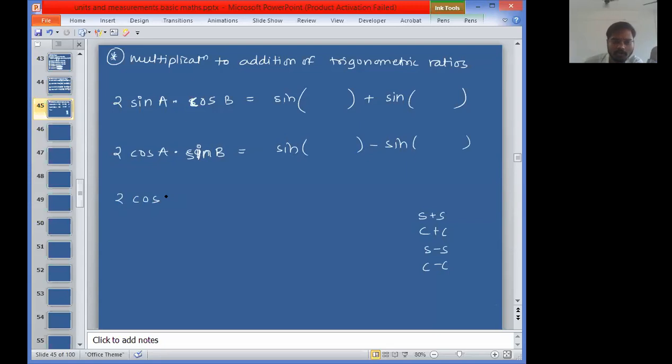2 cos A cos B. Tell me the answer. 2 cos cos is the answer of what? We want to convert multiplication into addition. So 2 cos cos. Yes, Devi, Ziana, Devashish.